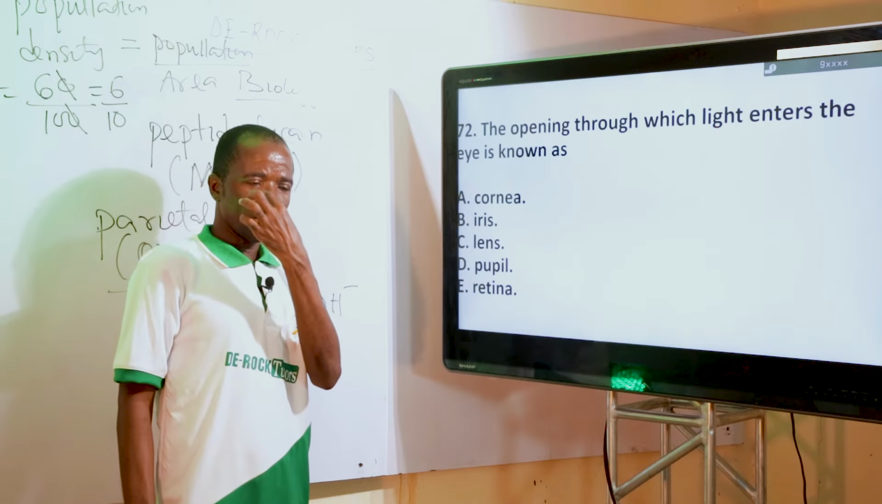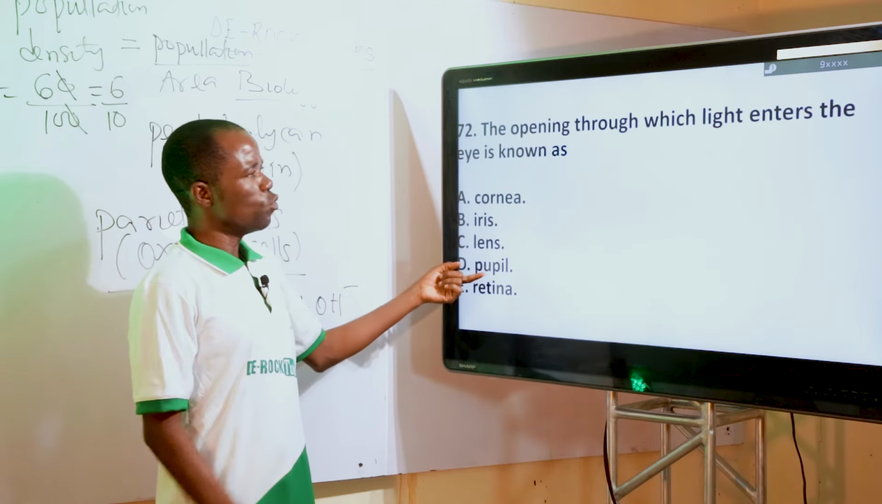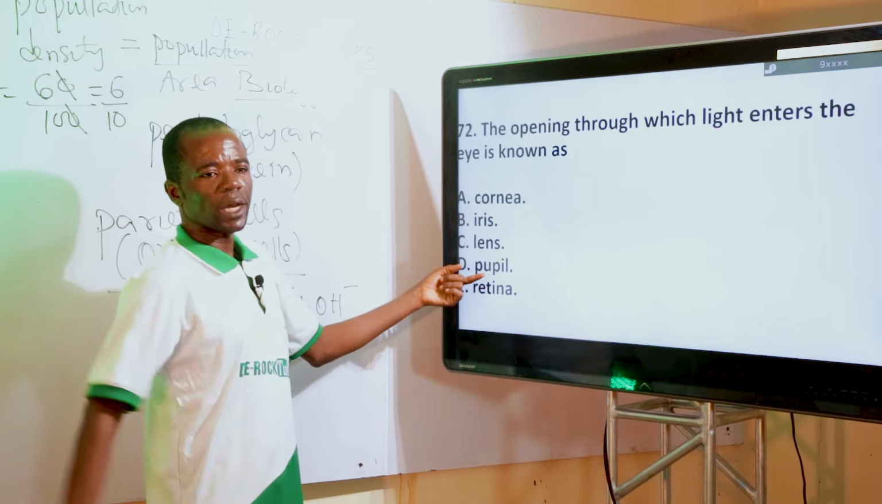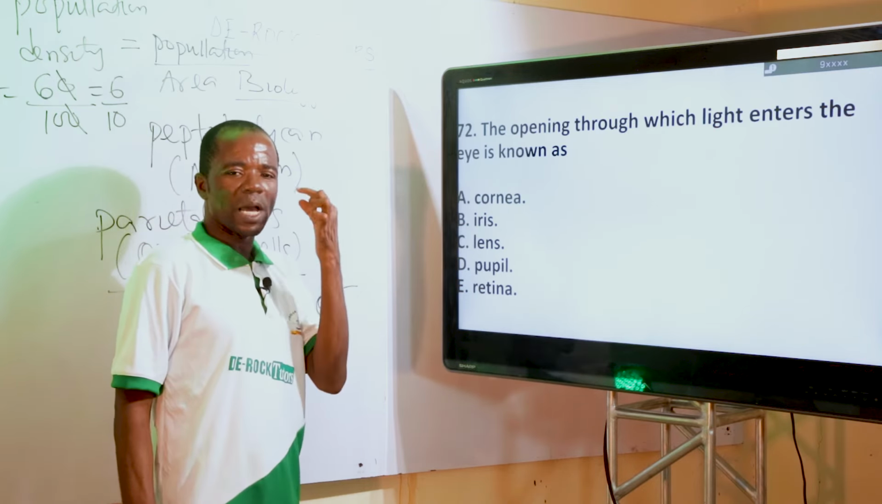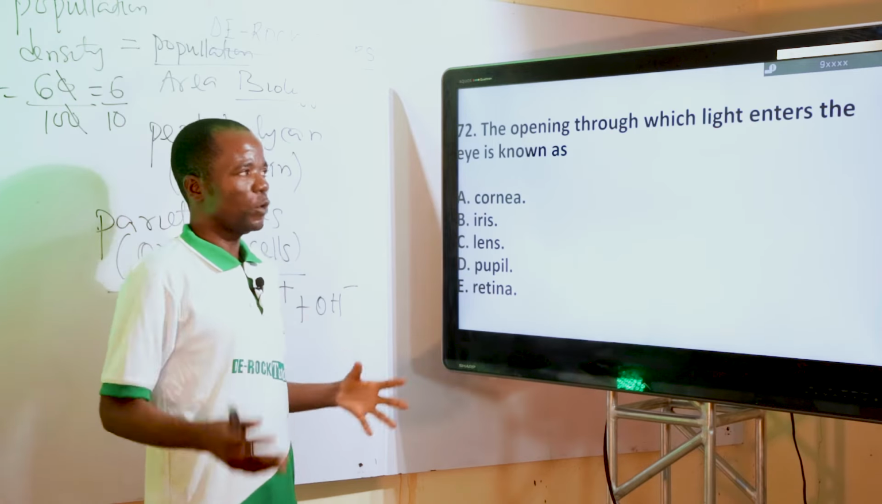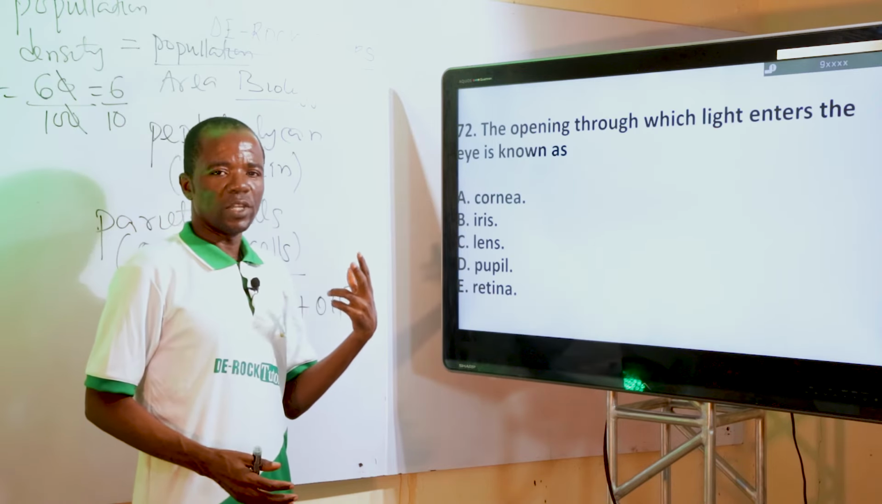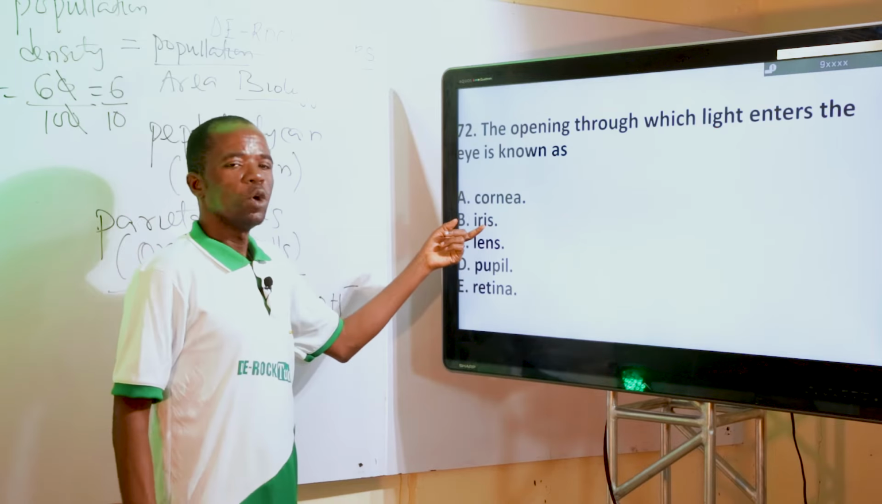The pupil of the eye, that is the opening through which light enters the eye. Don't forget that iris is the colored part of the eye. So if you have a question asking you, the colored part of the eye is called that, the correct answer will be iris.